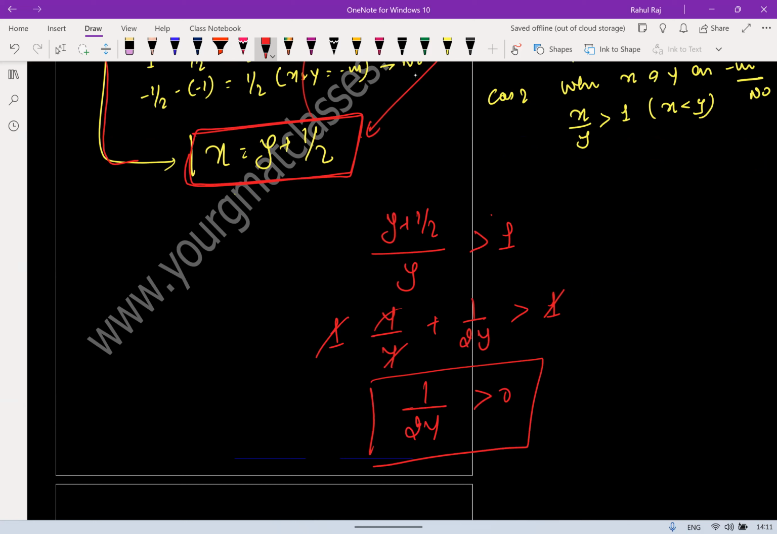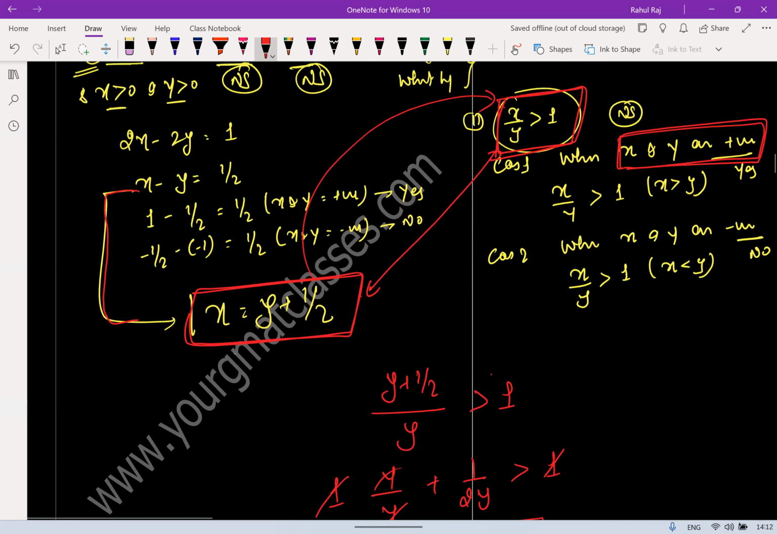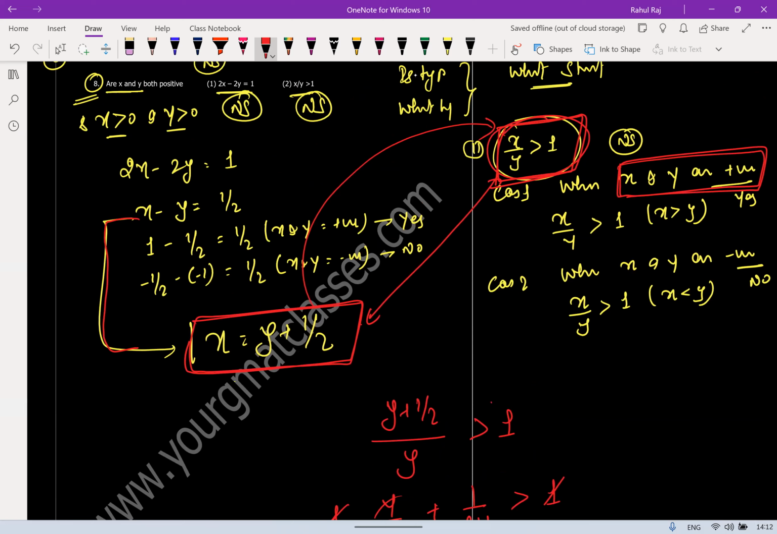Am I right? So 1 over 2y will be greater than 0 when? Only when y is greater than 0. And if y is greater than 0, statement number 2 says x over y is greater than 1, so 100% x should be greater than 0. Technically, x should be greater than y as well. Am I right? Anyone, any problem, please tell me. Giri, is this clear? Rahul, any problem here? Yes, it's clear.